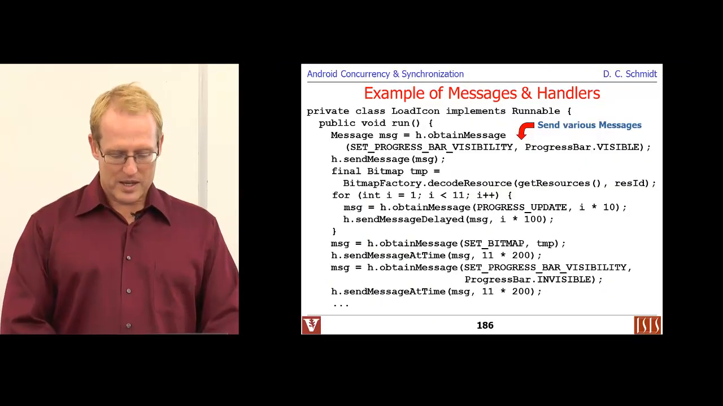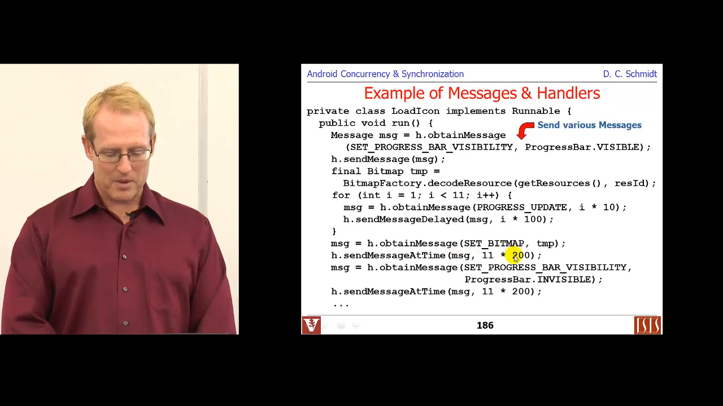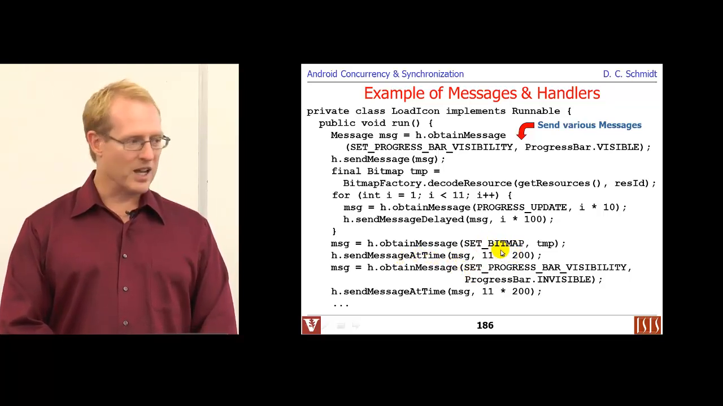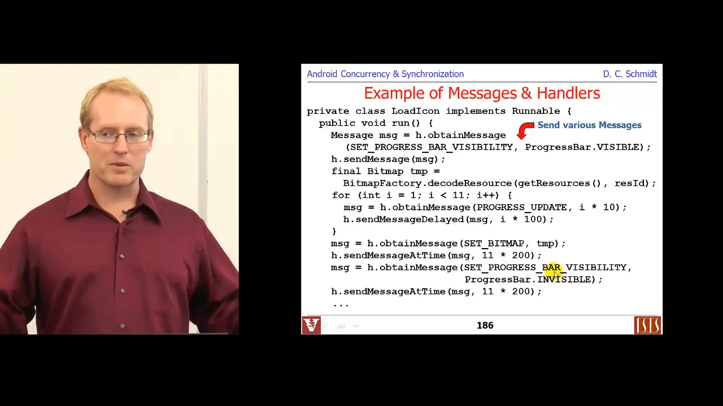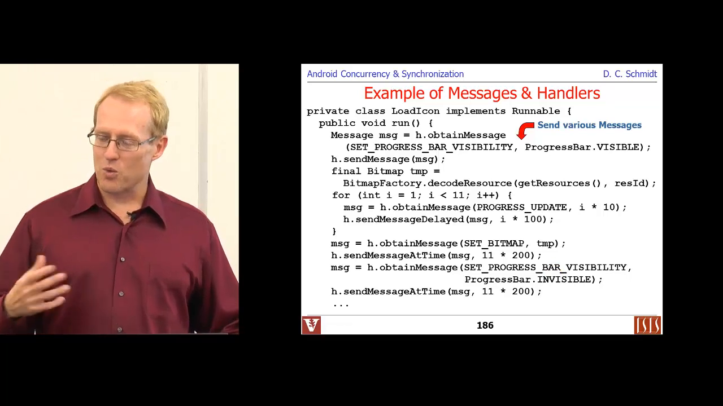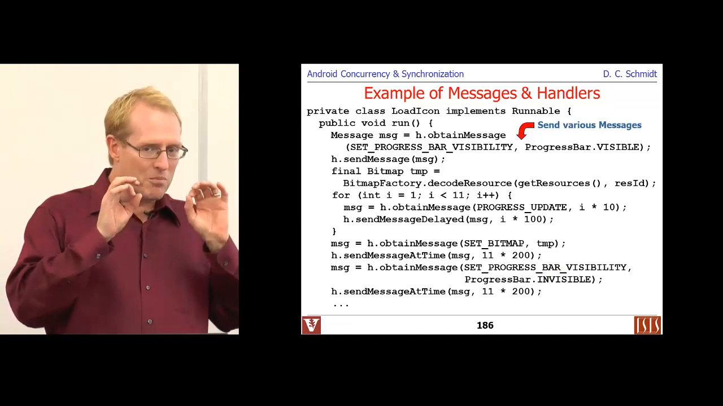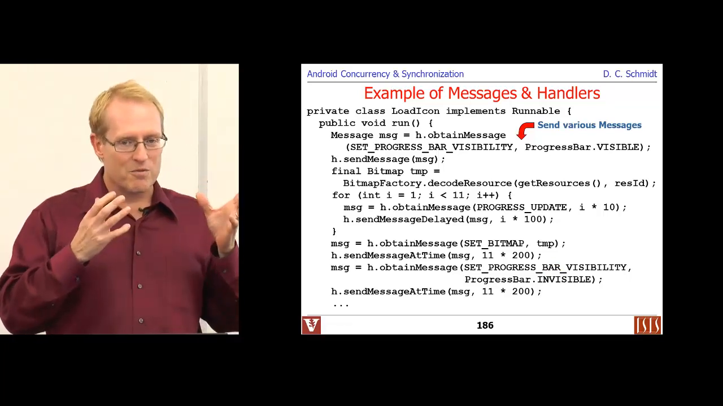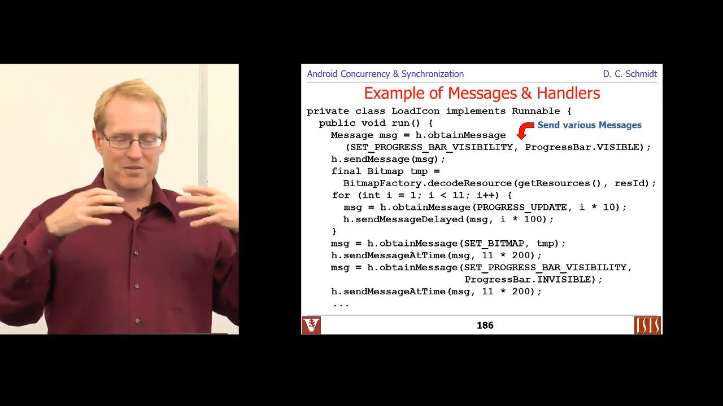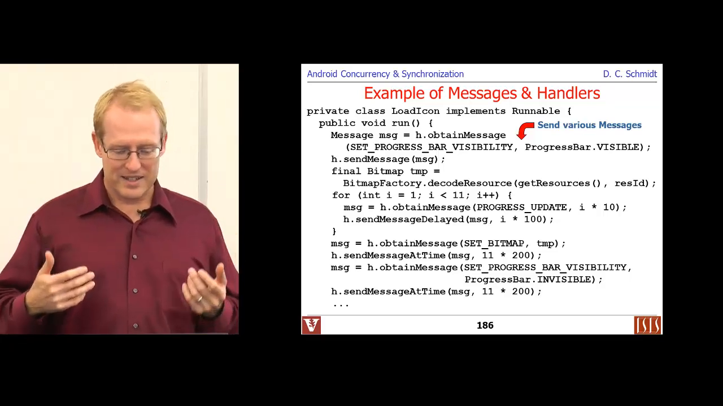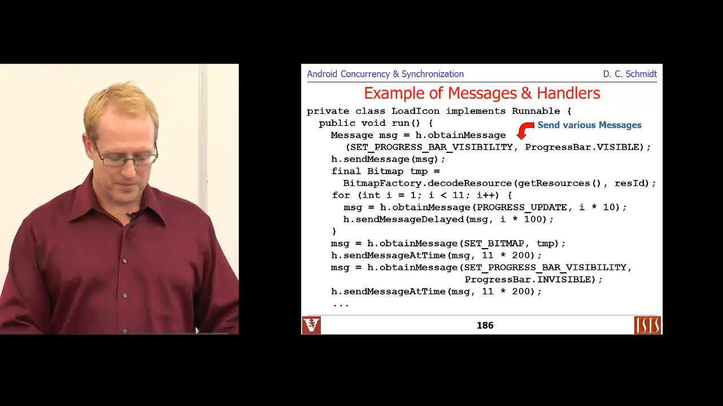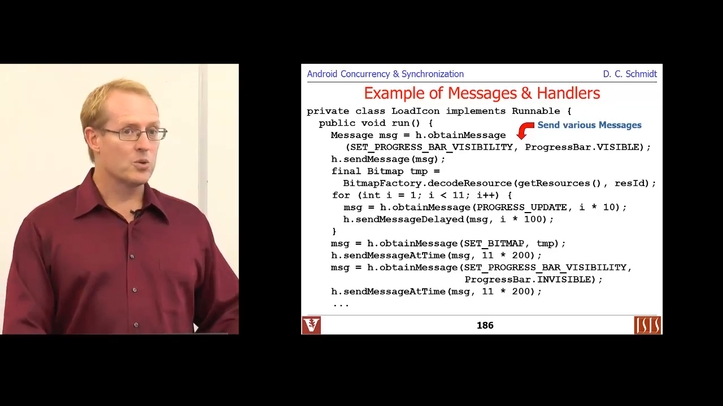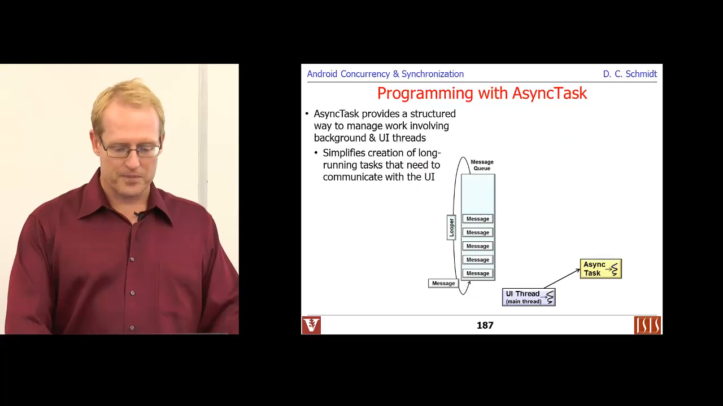And then we're going to go ahead and set the bitmap message, and send that to run at some time in the future. And then we're going to say turn off the progress bar and make it become invisible. So if you were to watch this application run, you'd see the progress bar come on visible for just a few milliseconds, and then it decodes the resource, the icon, and then it goes away, and then it displays it. So that's basically how you would do handlers and messages.